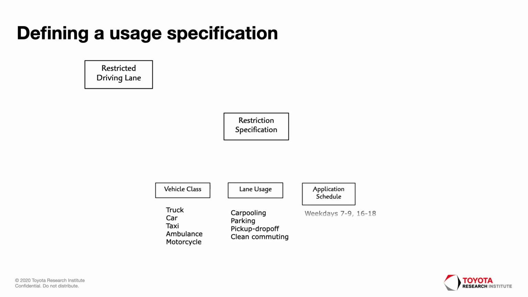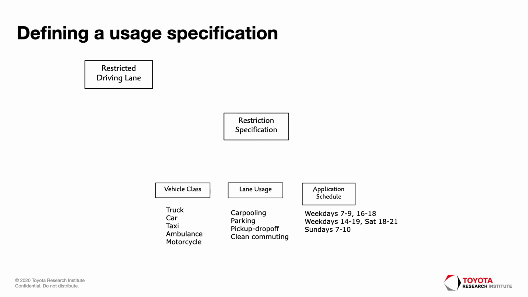Weekdays between 7 and 9, 4 p.m. to 6 p.m., etc., when the restriction specification is in effect. Since this schedule defines when the restriction applies, we'll call it an application schedule. We'll actually need at least one more class and a one-to-many association to represent the multiple time periods, but you get the idea. Now, how do we bind all this together to define a complete restriction specification?